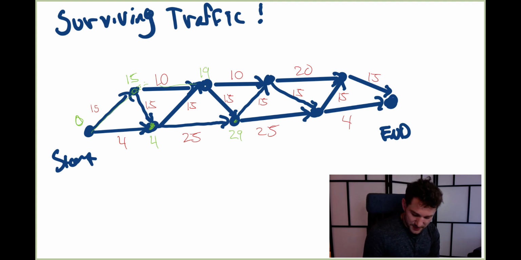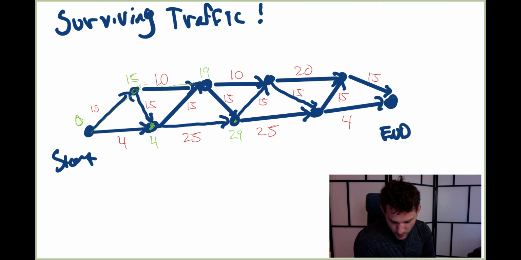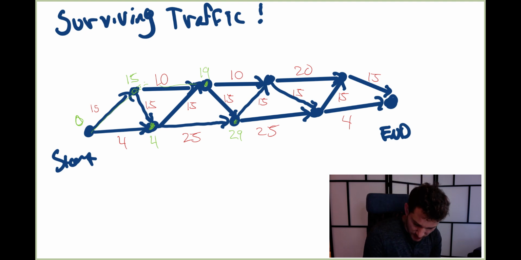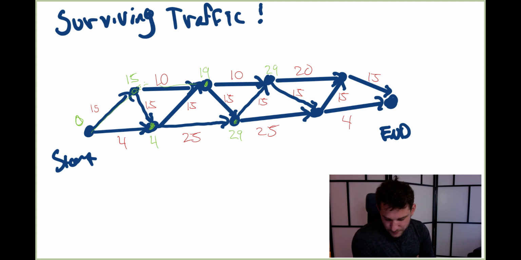Now again, how do we get up to this node above? We could have either taken the 19 route, gotten here and then moved over, that would have been 29, or we could have gotten to this bottom node, which took 29, plus 15 to change lanes. Obviously, 29 plus 15 is worse than 29, so I can write 29 here.